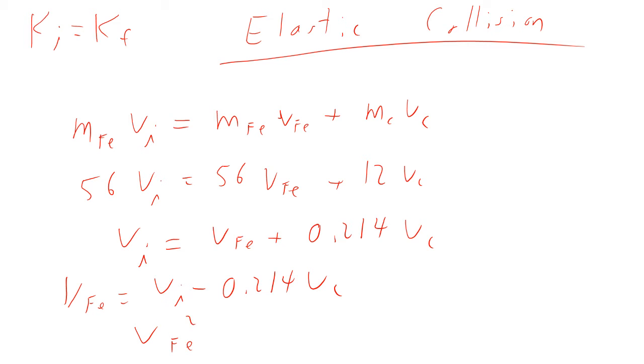And we also know we're going to eventually have to square that. So that's V sub I squared minus 0.428 V sub I V sub C plus 0.0458 V sub C squared.